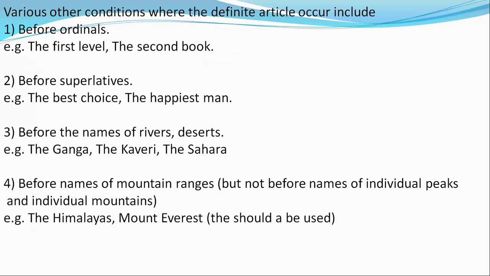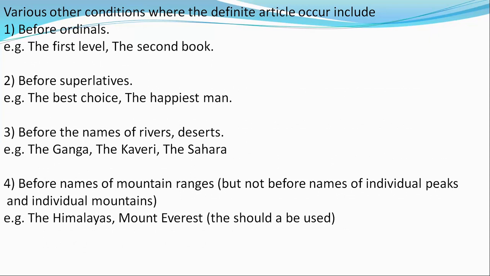The will also appear in various other conditions like this. First one, it will appear before ordinals. We count something like first, second, third, fourth, isn't it? So the article the should come before counting these things, before counting ordinals. That is the first level, the second bench, the third boy, the fourth desk, like this.